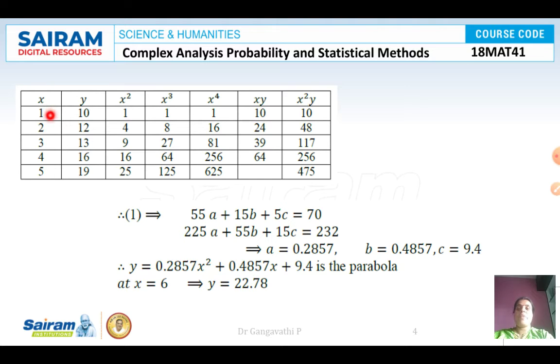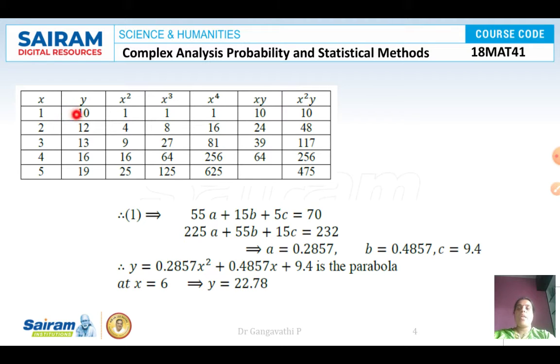1 power 4 is 1, 2 power 4 is 16, 3 power 4 is 81, 4 power 4 is 256, and 5 power 4 is 625. So these are the values of x to the power of 4. And now multiply x and y and tabulate it here.